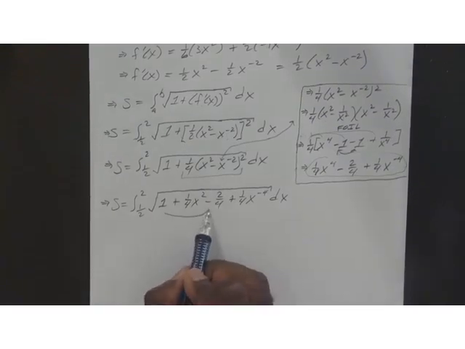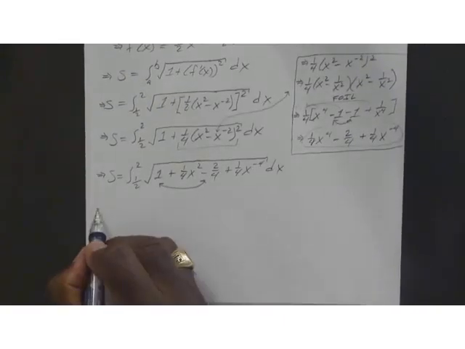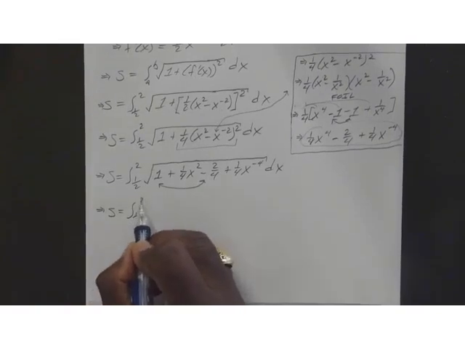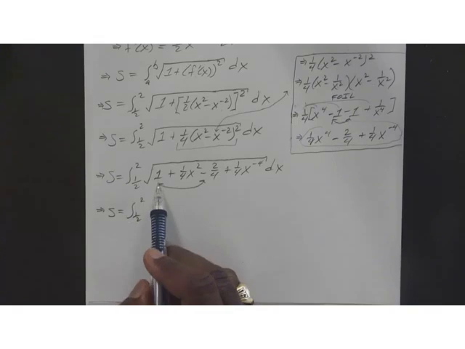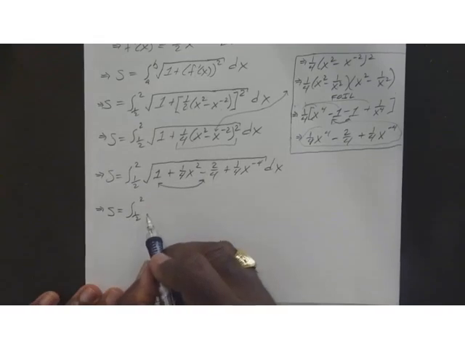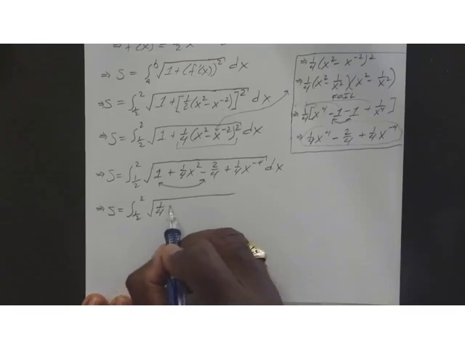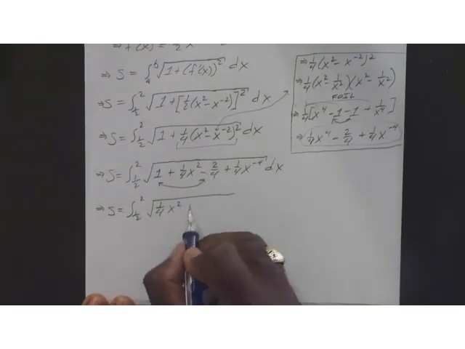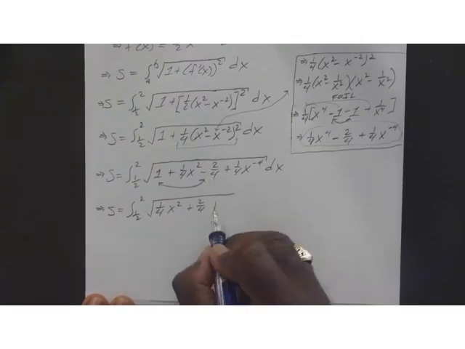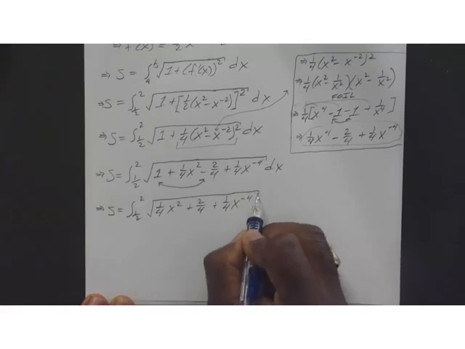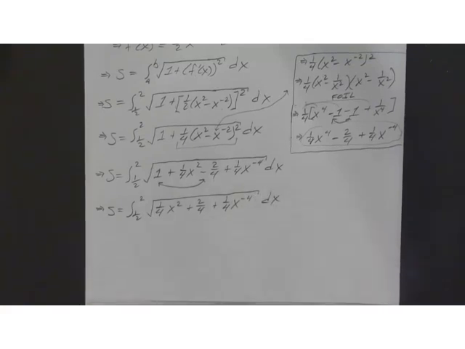All right, so if we combine those constant terms, s is equal to the integral from 1/2 to 2. So we say 4/4 minus 2/4 is equal to 2/4. So you can have the square root of 1/4 x to the 4th plus 2/4 plus 1/4 times x to the negative 4th power, with respect to x.